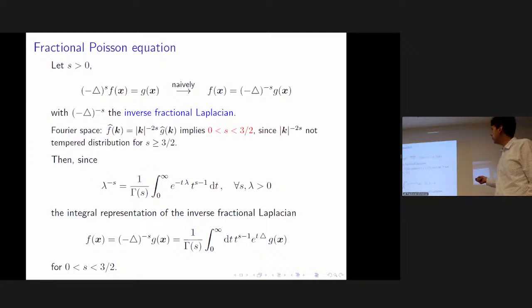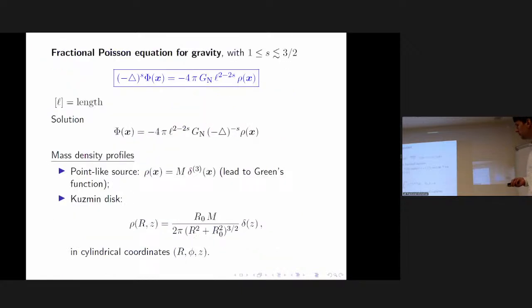Okay, so if we use this constraint, then we can use the integral representation of the gamma function to provide an integral representation for the inverse fractional Laplacian for s between 0 and 3/2. This is a general expression that you can find in probably most articles concerning the fractional Laplacian. Okay, now we have the setup of our problem. We have our fractional Poisson equation for gravity, given by this expression here, and this is a general solution for this problem, assuming a certain behavior at infinity.